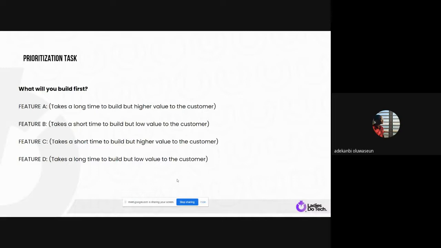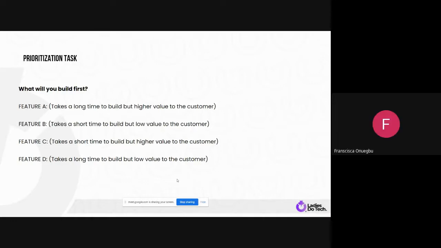All right, so quick test. Let's do a quick prioritization task, right? I have 4 features. Feature A takes a long time to build, but gives high value to the customer. Feature B takes a shorter time to build, but low value to the customer. Feature C takes a short time to build, but has a high value to the customer. Feature D takes a long time to build, but low value to the customer. So you're a product manager. What would you do? What would you build first? How would you start? So tell me.